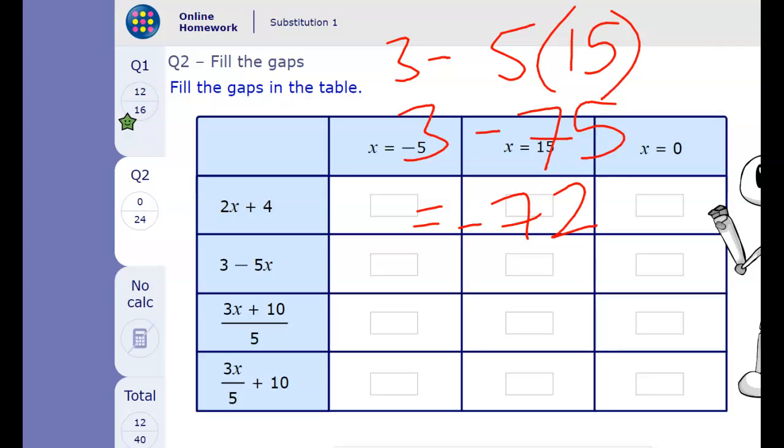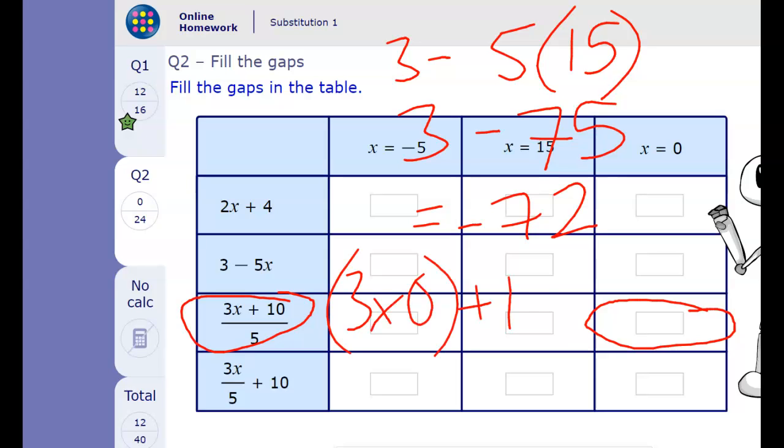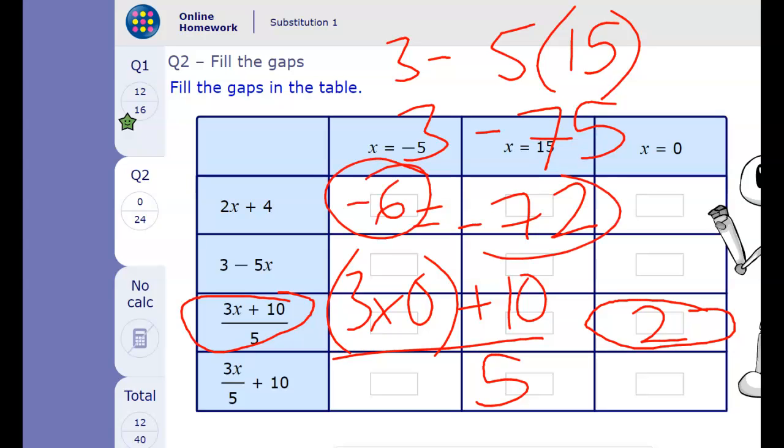Okay, and then finally, this one was the one I said we'd do, so 3x plus 10 divided by 5. So 3 times 0 is just 0, plus 10 makes 10, divided by 5 makes 2. So if you got those 3 answers correct, well done. They were negative 6, negative 72, and 2. All right, let's go back to our classwork.